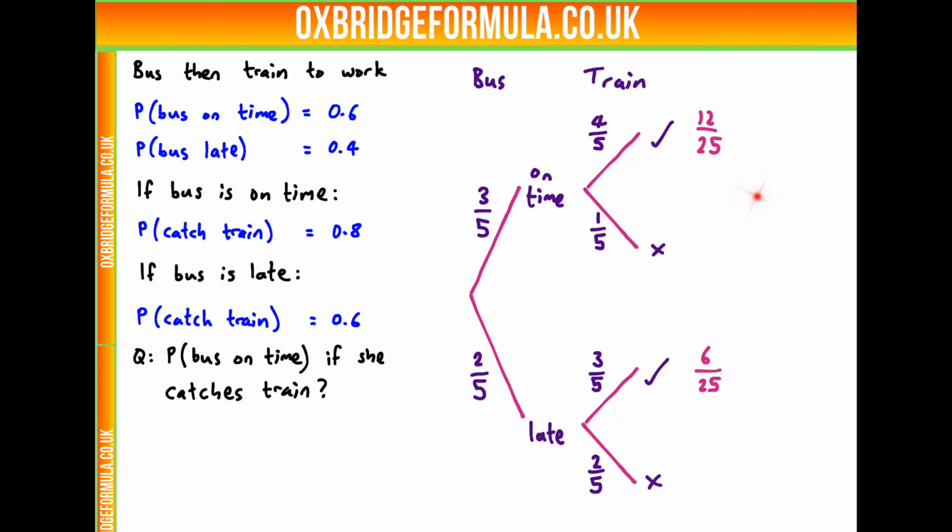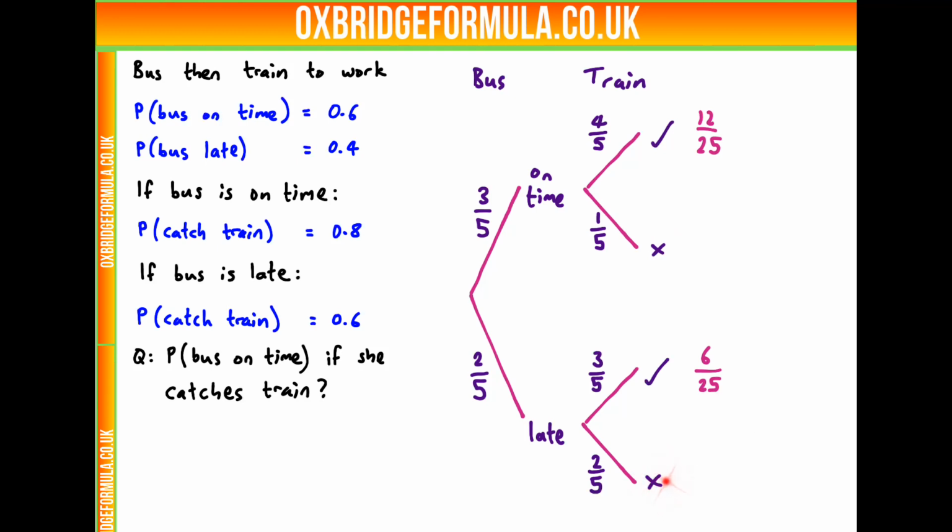So what we've calculated here is the two probabilities that she caught the train. But is this all we need to do? Well, the intricacy here is that we're told that she did catch the train, and so we're interested in the conditional probability that the bus was on time given this outcome. What I mean by that is that we can't simply add these two together to get our probability, because we're only interested in these two outcomes rather than the two that we haven't done.